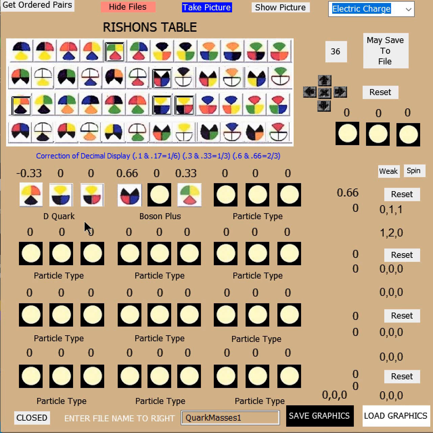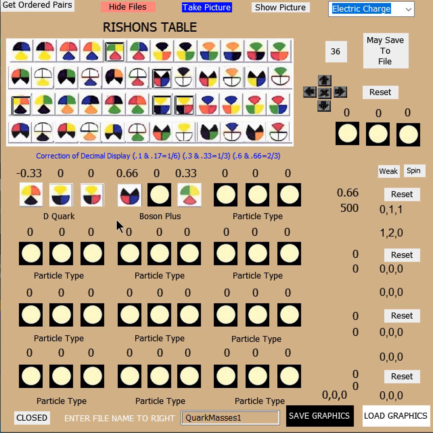And first we'll look at a mass which we have assigned to what we may call the generic D quark. And we have assigned a mass approximate to the S quark of about 500 electron units. Now, the T quark then is composed of a generic D quark and then a flavored boson plus.